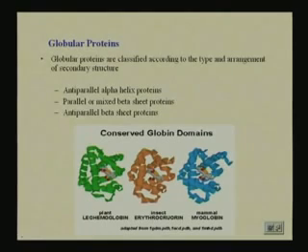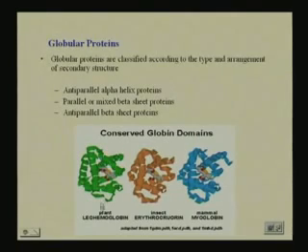Okay, so in this case you would have a largely alpha helical protein. You could have, for example, when you're looking at a globular protein, what you're looking at essentially is the globular structure of the protein. Now, if you look at this case, these are all globins. Okay, they are all globulin proteins.